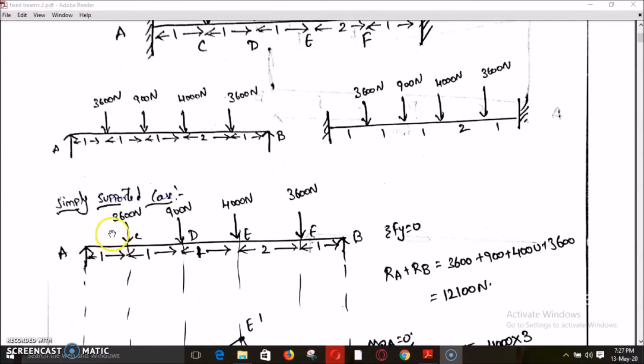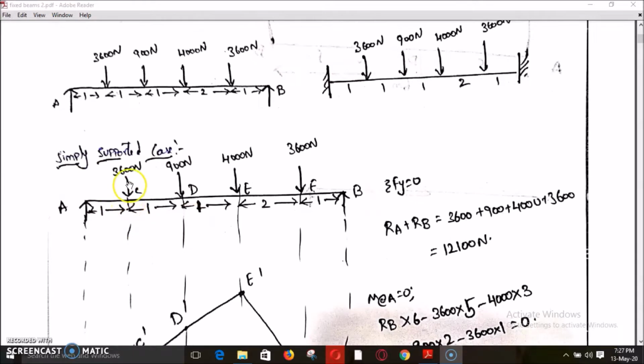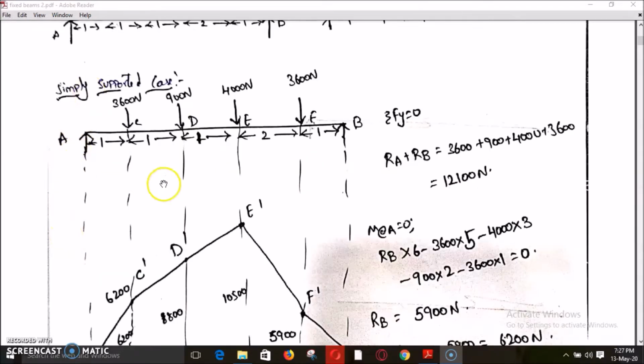So here this is my simply supported case, and these are the loads given. First I will analyze the structure and draw the bending moment diagram for this one. That is, summation of vertical forces is equal to 0. So RA plus RB is equal to 3600 plus 900 plus 4000 plus 3600. It gives me 12,100 Newtons.